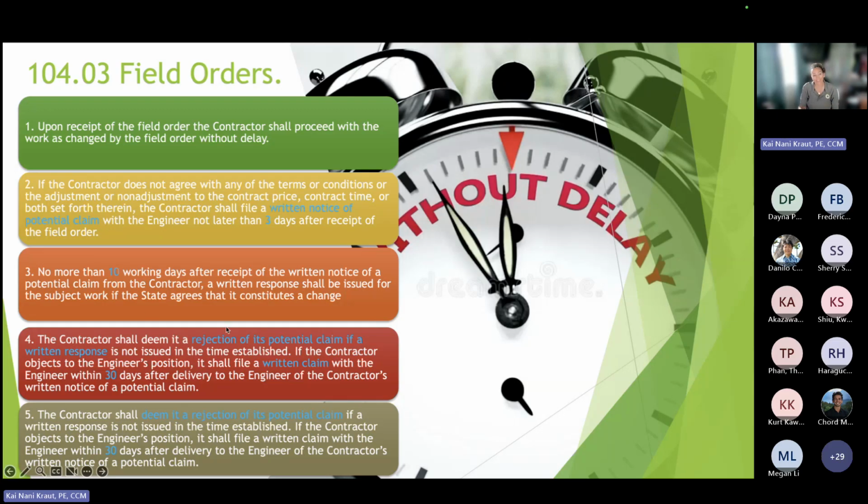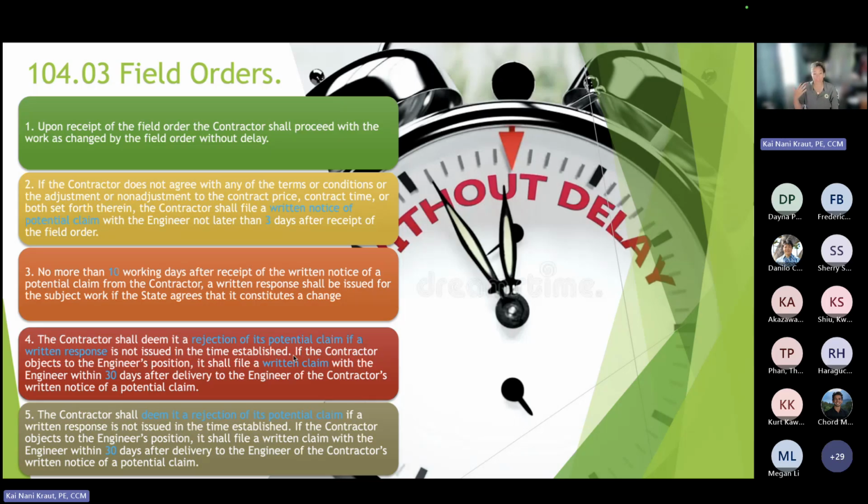The contractor shall deem it a rejection of potential claim if written response is not issued within the 10 days. So our inaction, the default will be it's rejected. So the contractor still has to follow these requirements. Our contract is written in our favor.